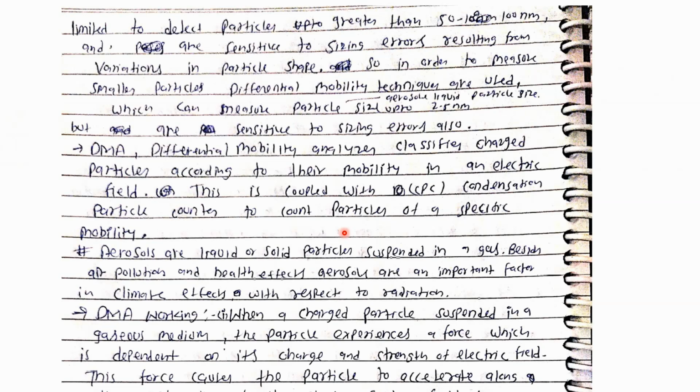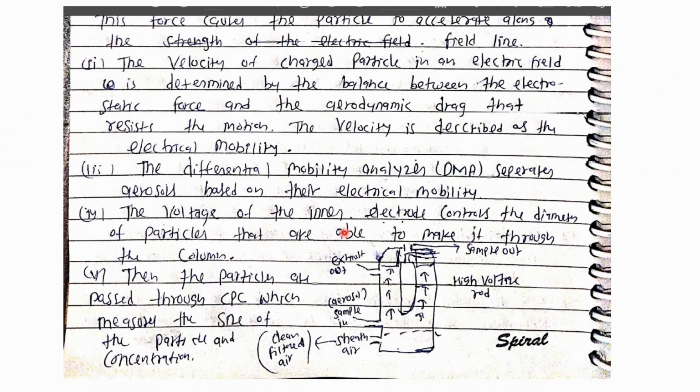So you might be wondering which particles we are measuring. Basically, DMA measures the size of aerosol particles. What is an aerosol? Aerosols are liquid or solid particles suspended in a gas. Aerosols are responsible for air pollution as well as health effects. Other than air pollution and health effects, aerosols are also an important factor in climate effects with respect to radiation. Now we will move on to the working of DMA. We will keep this video short so that larger content can be covered in less time.